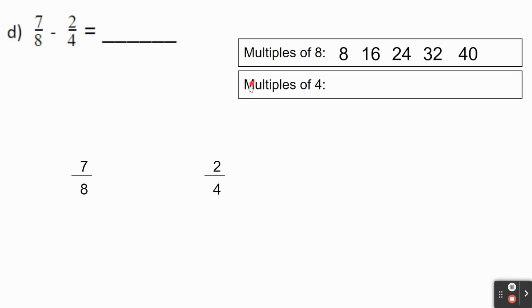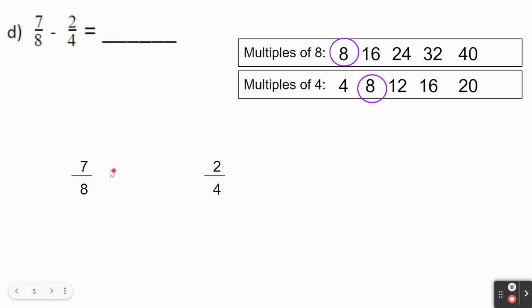Now let's list out the first 5 multiples of 4 since 4 is the denominator of our second fraction. We have 4, 8, 12, 16, and 20. Let's look carefully to see which multiple is the first multiple listed in both lists. Well, we can see that 8 is the first multiple in both lists. So 8 is going to be our common denominator.